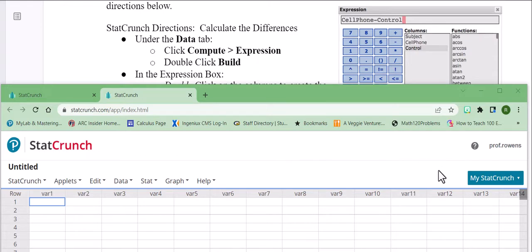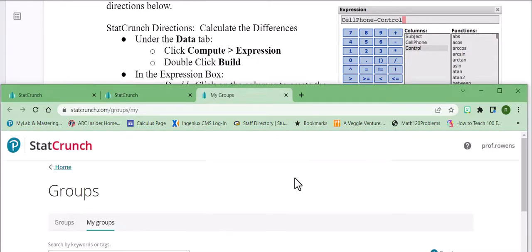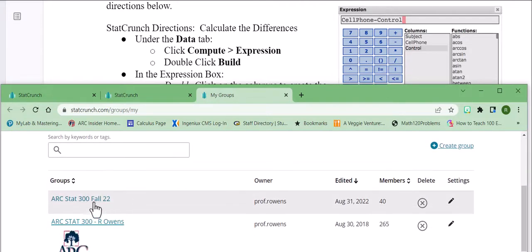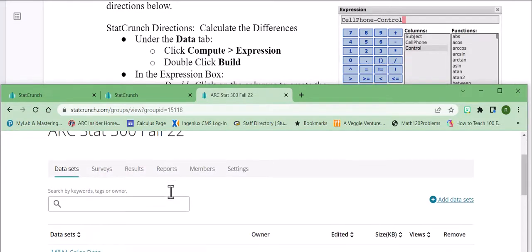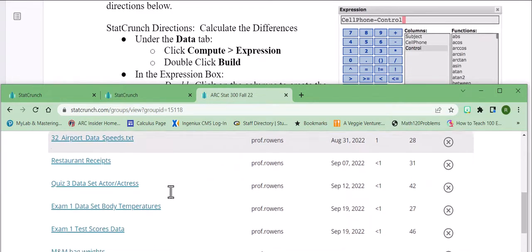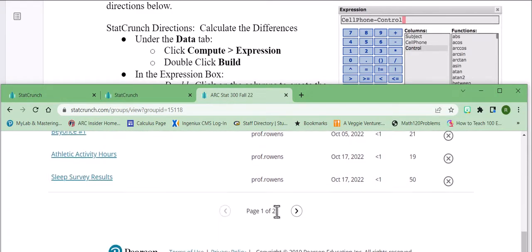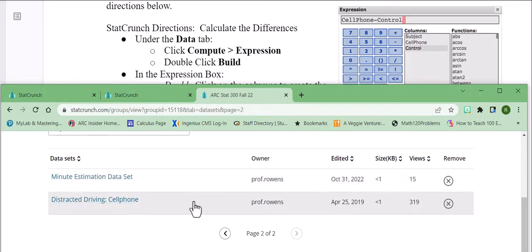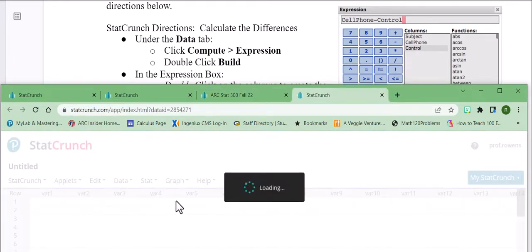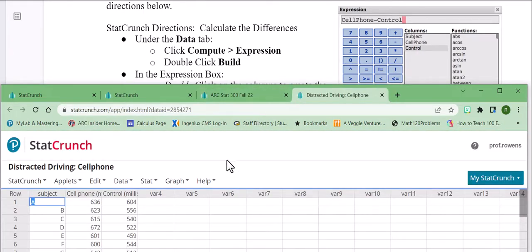Once you're logged on to StatCrunch, go to My StatCrunch, go to My Groups, and pull up our group. And then let's find Distracted Driving. Usually it puts it way at the end. I wish it put it at the beginning, because that would make sense, since that's the one we're using. So let's pull up Distracted Driving. Here is our data, and we do have 16 data values.